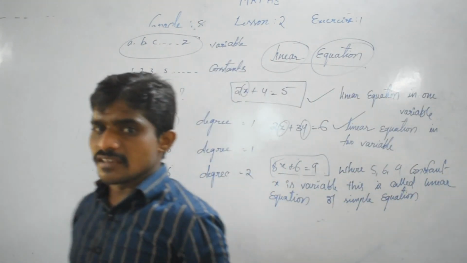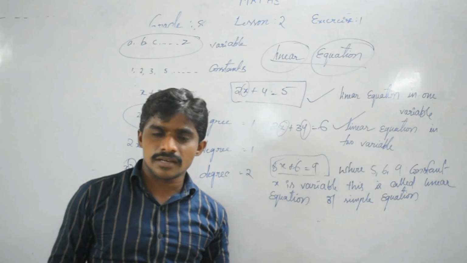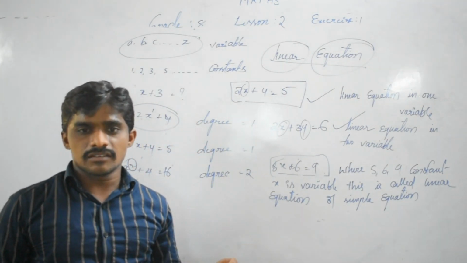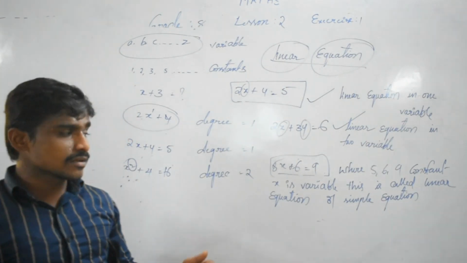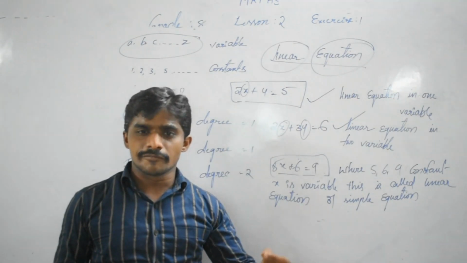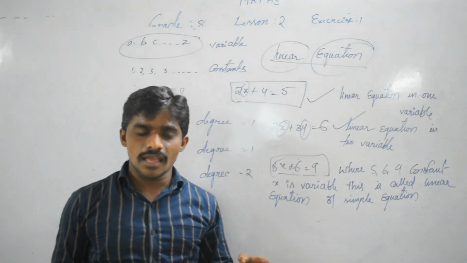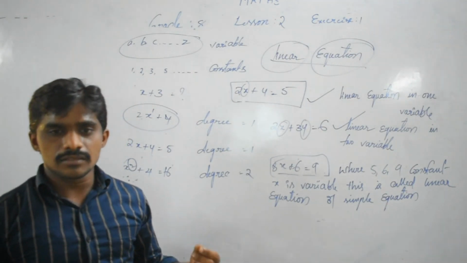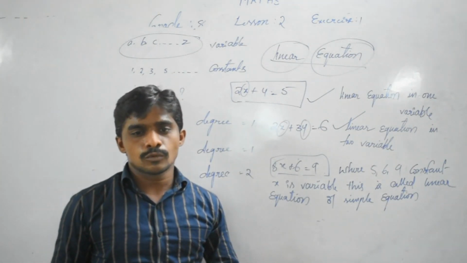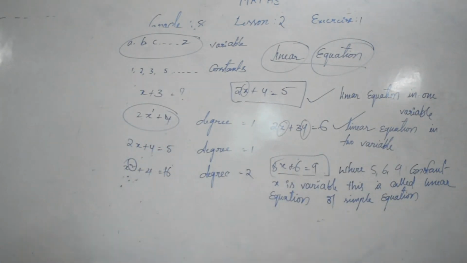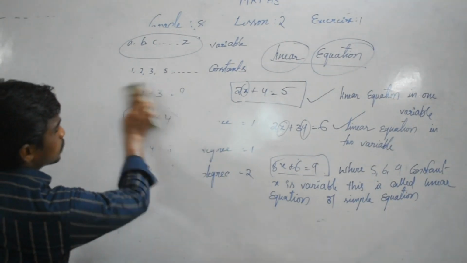Now what is a linear equation? An equation that has degree only one is a linear equation. If only one variable is given in that equation, that is a linear equation in one variable. If two variables are given, that is a linear equation in two variables. Let's see some example problems.